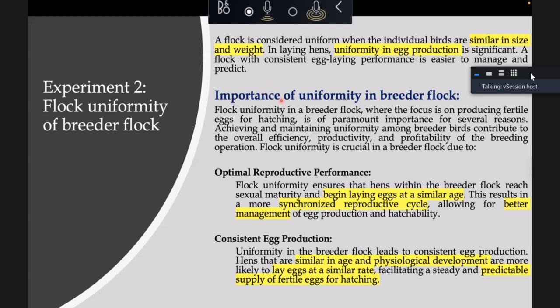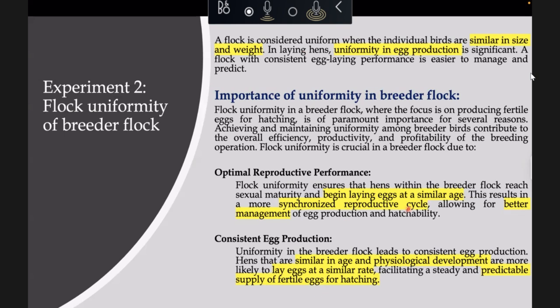So we would like to focus on the importance that uniformity carries for a breeder flock. The first point is that it ensures optimal reproductive performance. When the flock is uniform, it ensures that the breeder hens within the breeder flock reach sexual maturity at a similar age. That means they start laying eggs together, right? This will result in a more synchronized reproductive cycle.